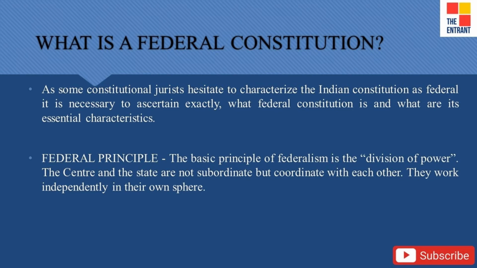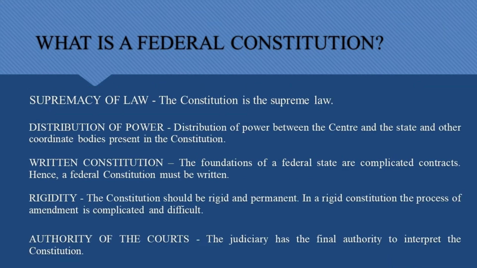The basic principle of federalism is division of power. The center and the state work together and are independent in their spheres. They are not subordinate to each other. A federal constitution has 5 characteristics. Let's look at them. First, distribution of power. Power is distributed between the center and the state, where matters of national importance in which uniform policy is desirable, authority is entrusted to the union, and matters of local concern remain with the states.